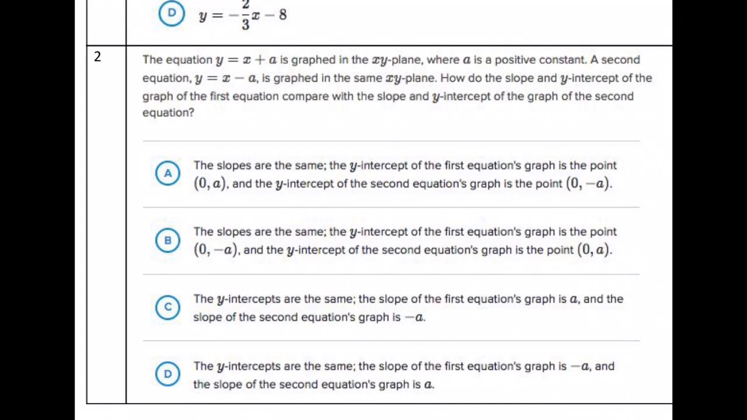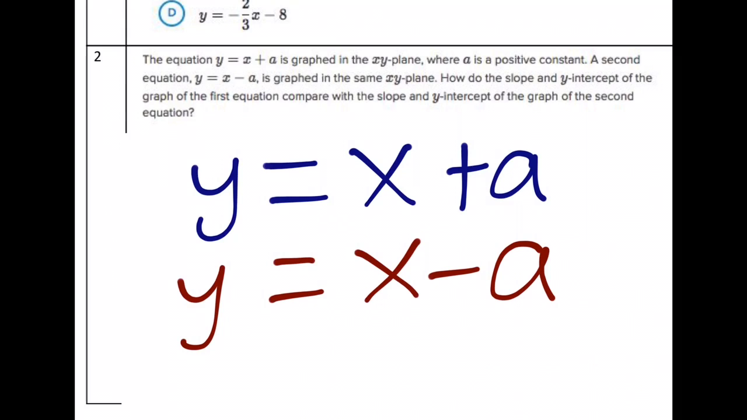Number 2. The equation y is equal to x plus a is graphed in the xy plane, where a is a positive constant. A second equation, y is equal to x minus a, is graphed in the same xy plane. How did the slope and y-intercept of the graph of the first equation compare with the slope and y-intercept of the graph of the second equation? So ignoring our answer choices for just a second, our first equation looks like this in blue and our second equation in red. Both of these follow the format y equals mx plus b.